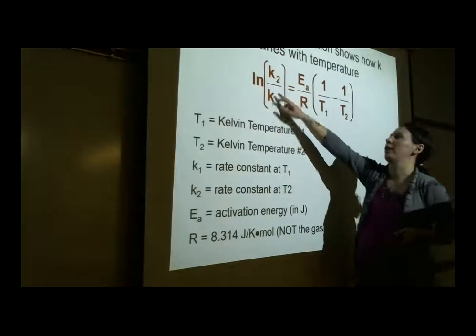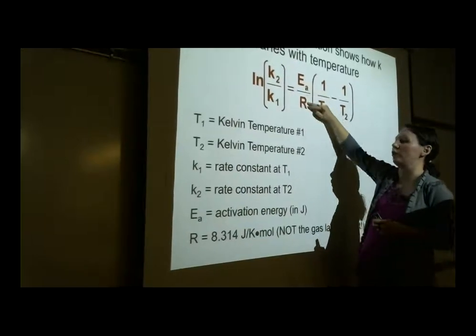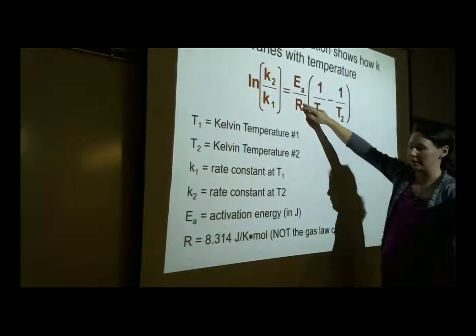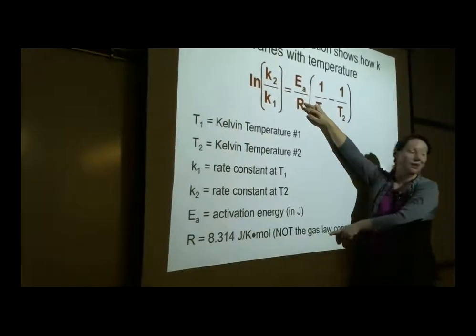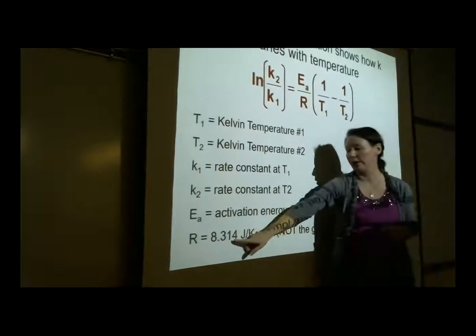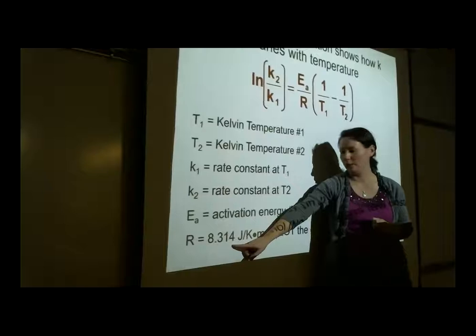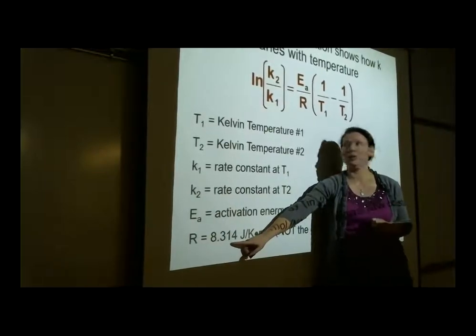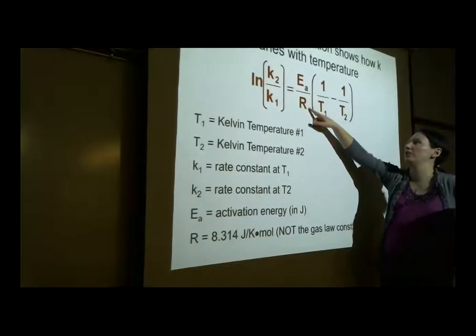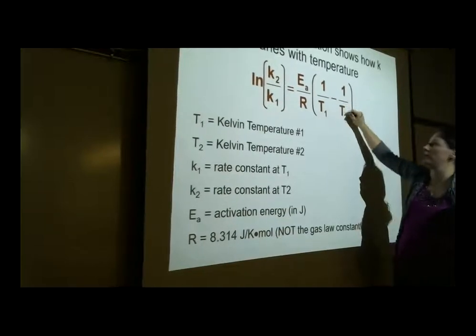So the natural log of K2 over K1 is equal to activation energy over R, where R is a constant. It's not the gas constant that you remember from Chem 1. We use this one in Chem 1 as well. We calculated root mean squared velocity. Do you remember that from Chem 1? Well, that's the same R that you use there. Activation energy over R times 1 over T1 minus 1 over T2.